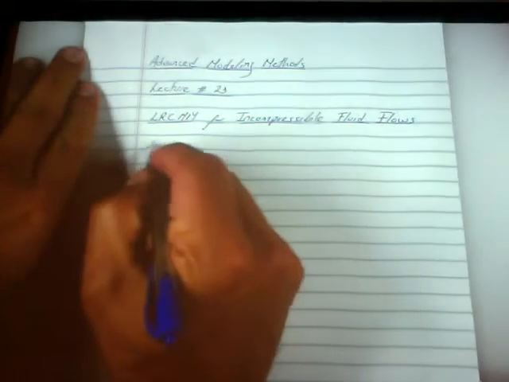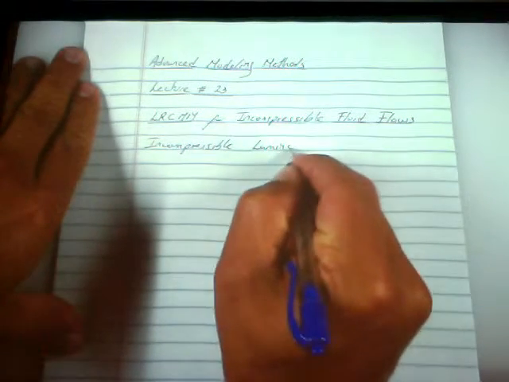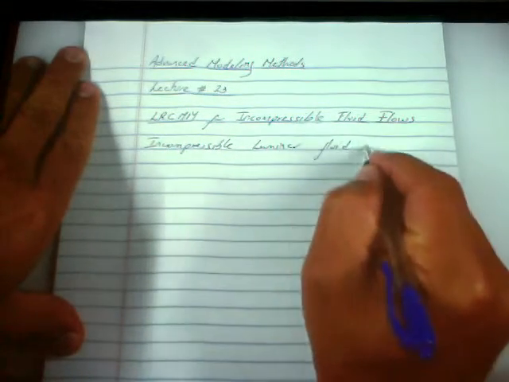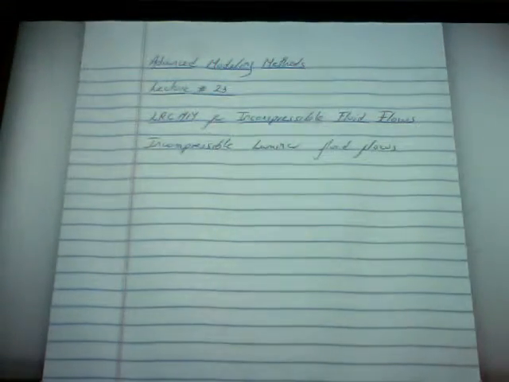Now, incompressible laminar fluid flows. We're going to be talking about laminar flows, okay? In most of my applications, things flow laminarly. That's not the case when flows are very fast or scales are very large.